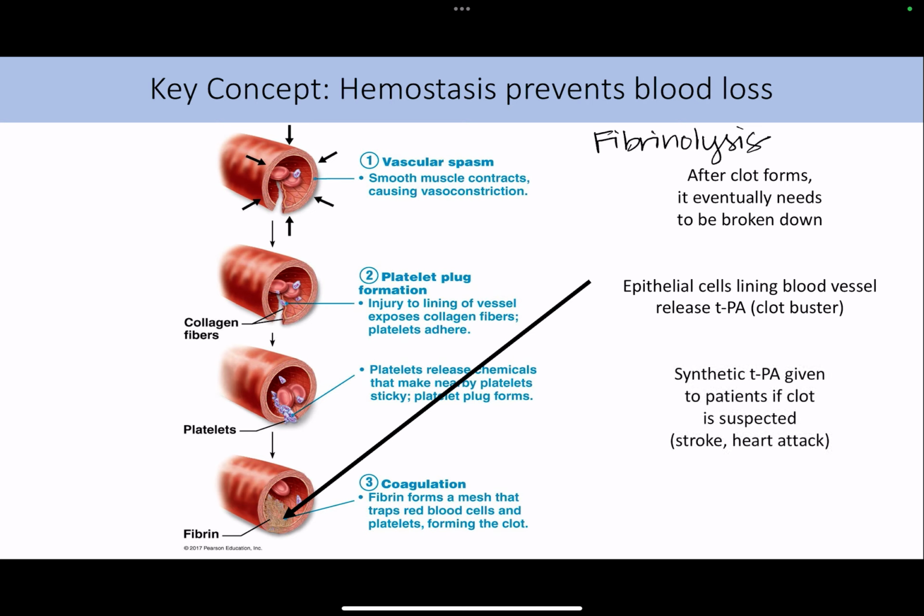And we can give synthetic TPA to patients if a clot is expected. So if they've experienced a stroke or a heart attack, or you think they're going to, you can administer synthetic TPA to help break down the clot that's keeping oxygen from reaching the heart or the brain.